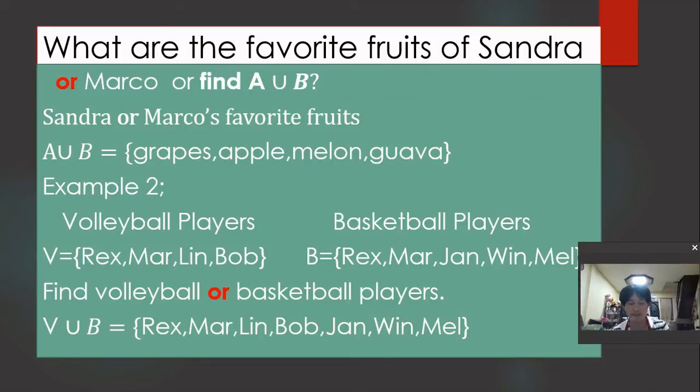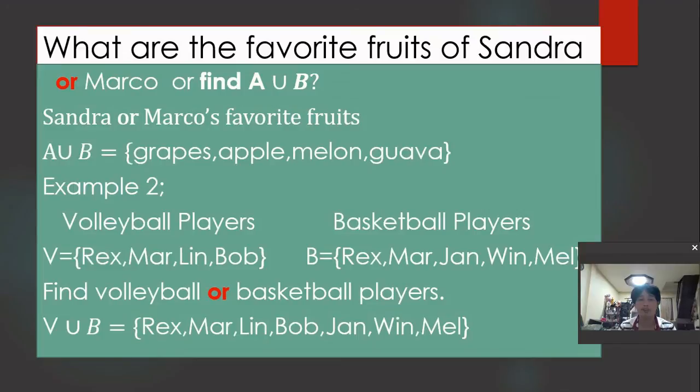How about John? Is there any John in set V? No John in set V. So therefore, we will write John. How about Win? Is there any Win in set V? No. So therefore, we will write Win. How about Mel? Is there any Mel in set V? There's none. So therefore, we will write Mel.